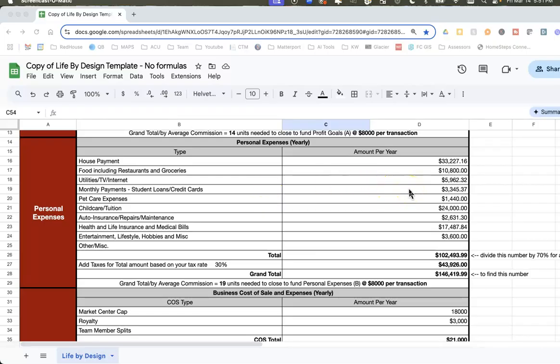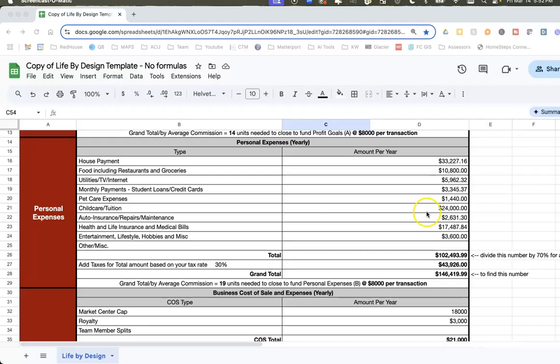And then we're going to go to monthly payments on student loans and credit cards. For this equation, I just used the top number, the total credit card debt divided by 35, which is usually like the minimum payment you're going to make is 1/35 of the total amount. When I annualize that, that comes up to about $3,345.37.